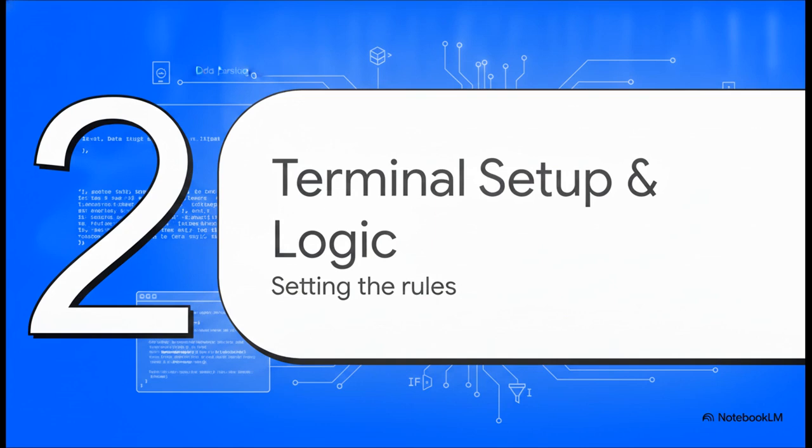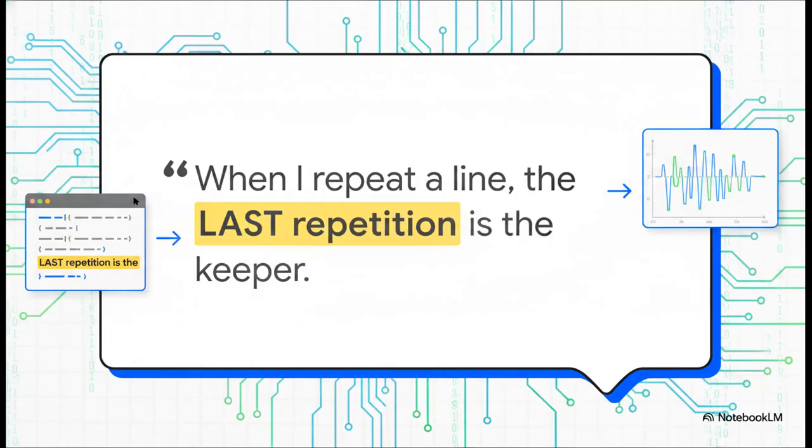Moving on to section 2, terminal setup and logic. You obviously can't just tell a terminal to make it look good. We need strict parameters. Notice the golden rule here: "When I repeat a line, the last repetition is the keeper."